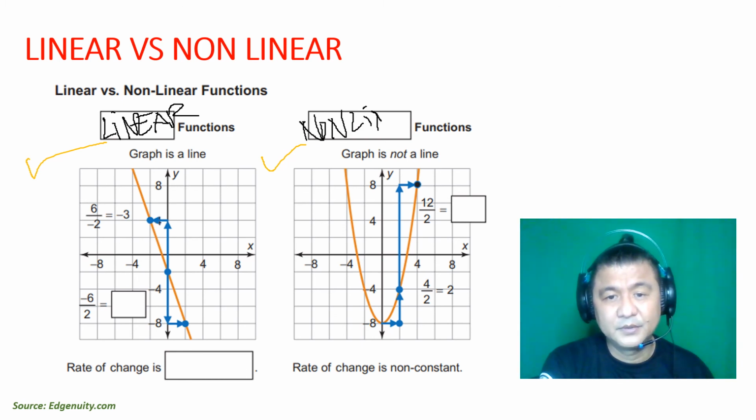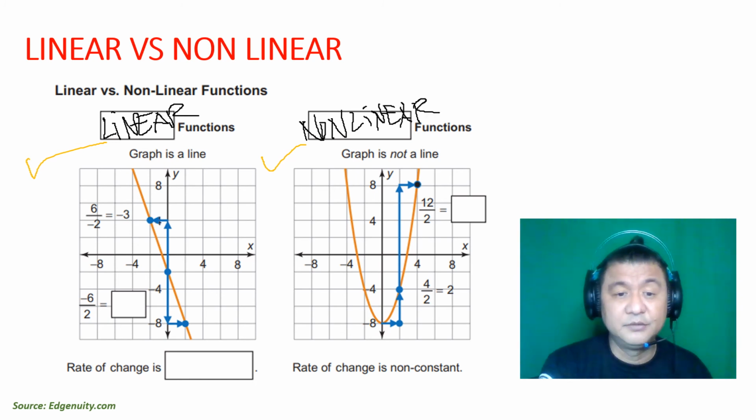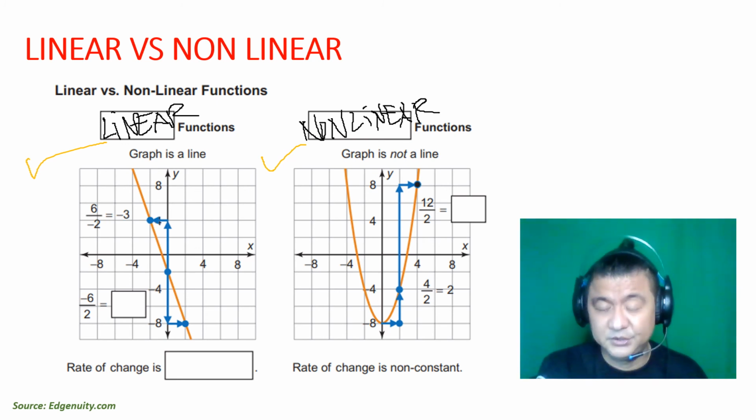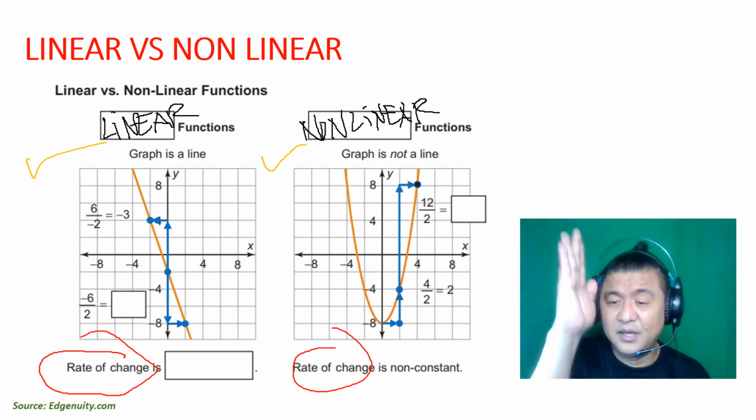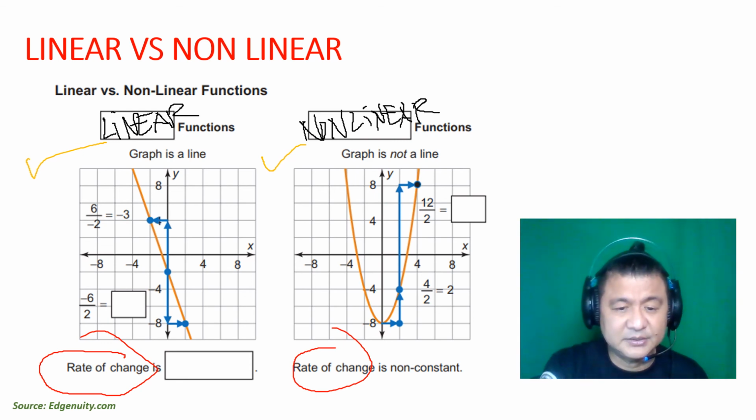Nonlinear. All right. So math teachers go beyond the visual. They need numbers to prove that they are linear. And what do they look at? They look at the rate of change. New vocabulary, rate of change. How would you know the rate of change? You're comparing the change in y over the change in x. What do you mean by that?